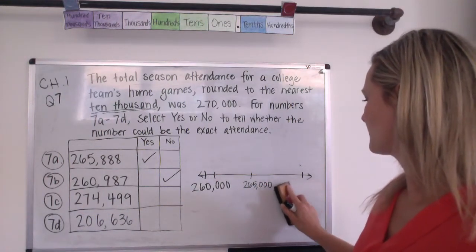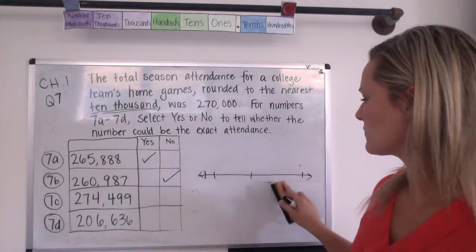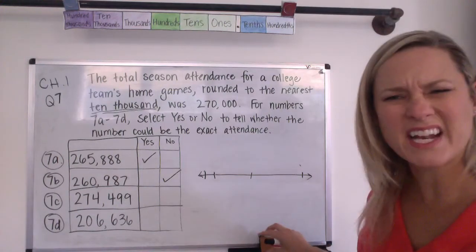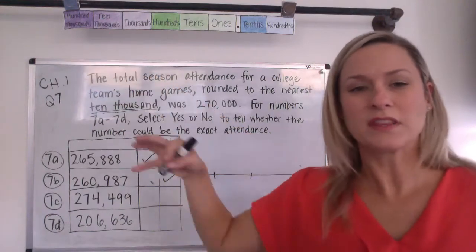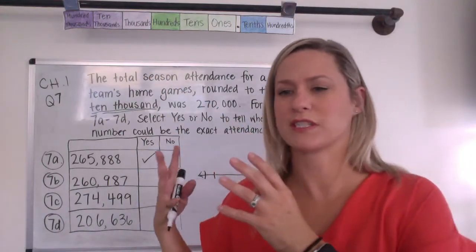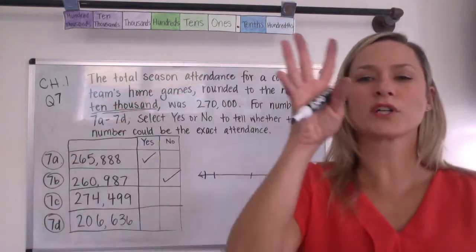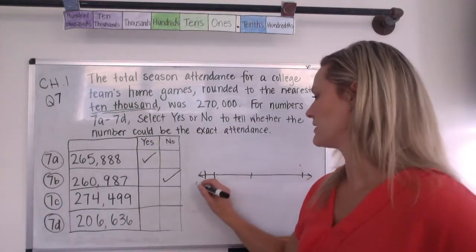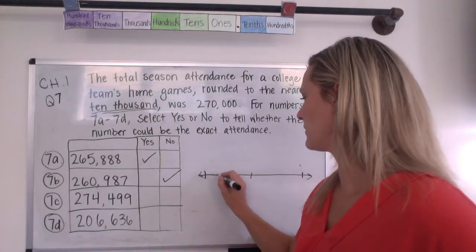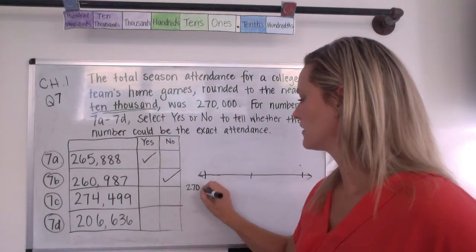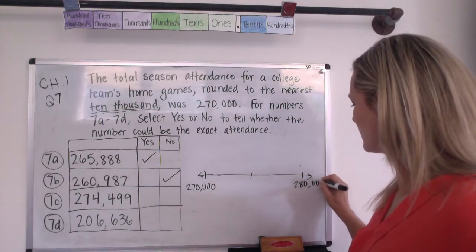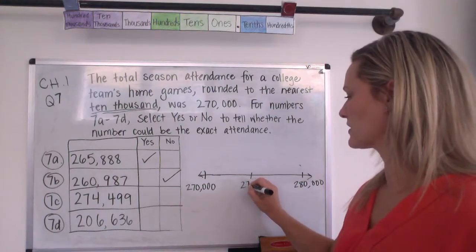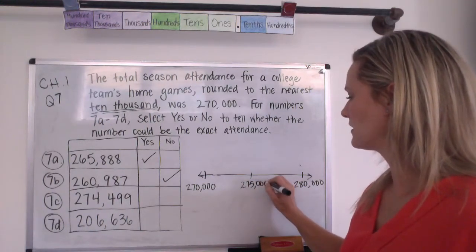So I need to think about 274,499 now. So this one's different. It has a 7 in the 10,000s place, right? So this one is either going to fall between 270,000 or 280,000. Okay, so I'm going to go ahead and get my endpoints on my number line. My middle point will be 275,000.